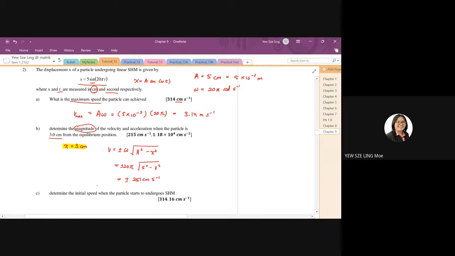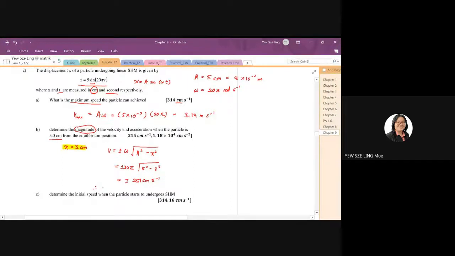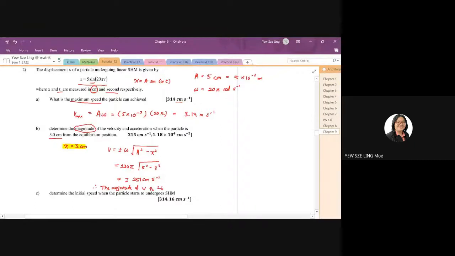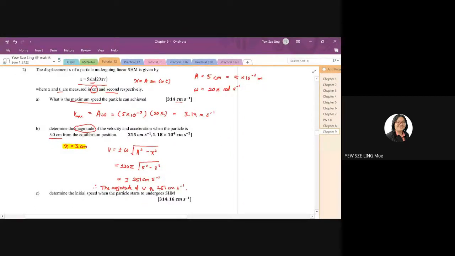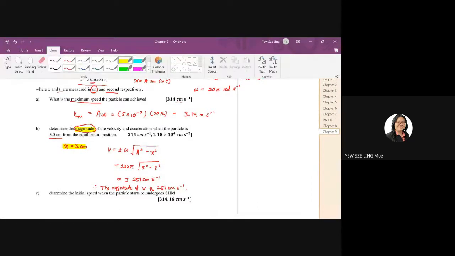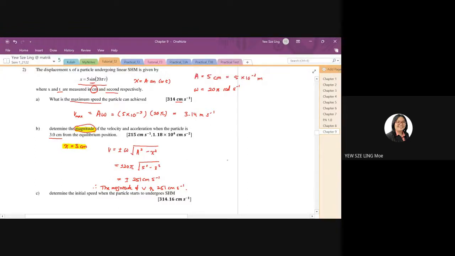Remember to write one more sentence. The magnitude of V is 251 cm s^-1. Write one more sentence without the sign convention, because the question is asking for magnitude. Remember, when the question is asking for the magnitude of a vector, you just ignore the negative sign in your final answer.